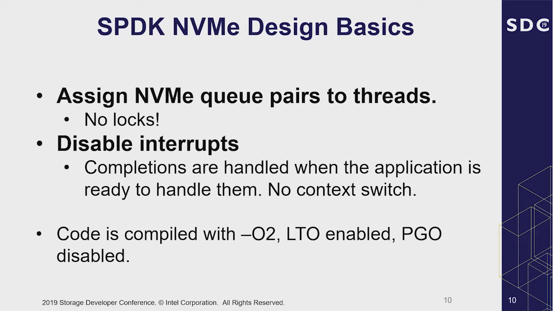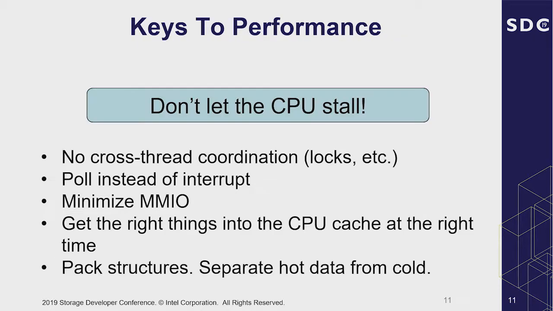Okay, so at a high level, keys to performance, how to write fast code. It all boils down to don't let the CPU stall, right? And all these techniques that we're going to cover are ways to get the data to the CPU at the right time. So things you do: no cross-thread coordination. You can't take locks, right? You need to have all your threads running independently. Poll instead of interrupt so that you can do it at opportune times for you.